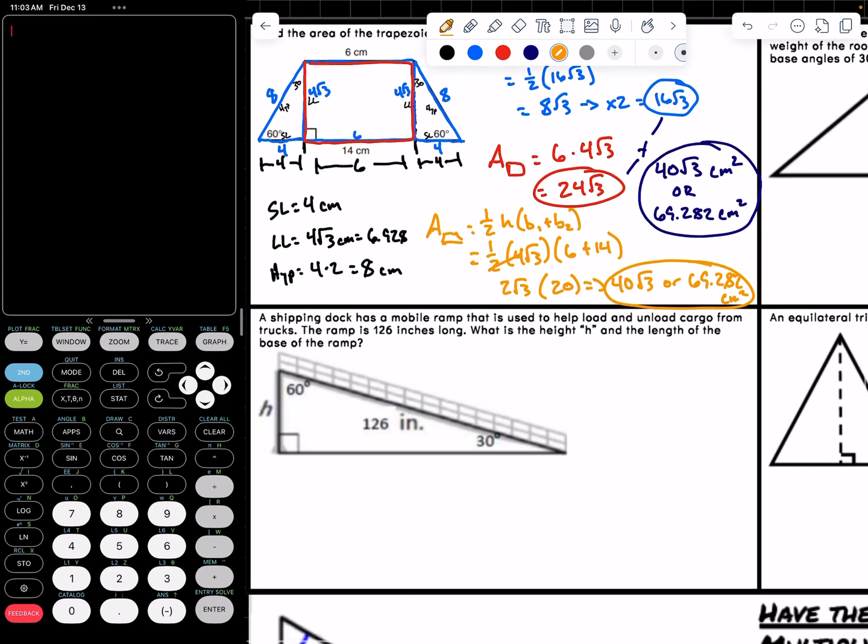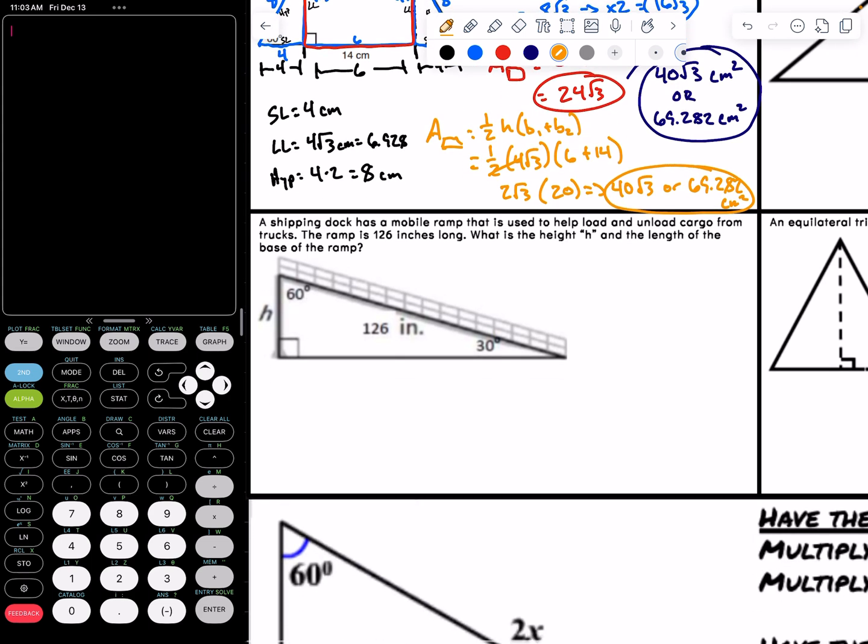Okay, our next question: a shipping dock has a mobile ramp that is used to help load and unload cargo from trucks. The ramp is 126 inches long. We see that in the picture. What is the height, h, and the length of the base of the ramp? So we've got a lot of this already labeled.